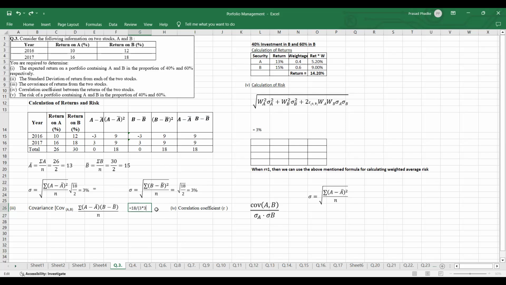Sorry, A minus A bar into B minus B bar is 18 upon N, where N is 2. So covariance is 9. Now, once you get covariance as 9, I'll write it down here.